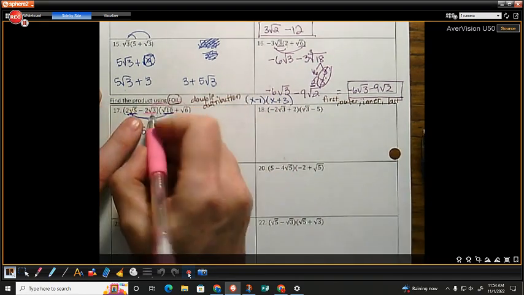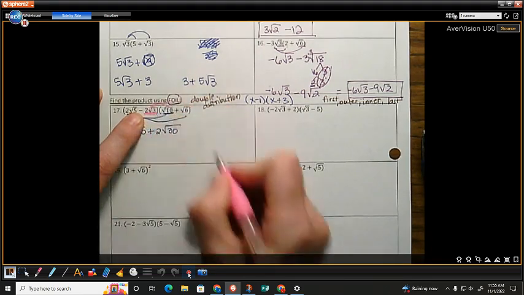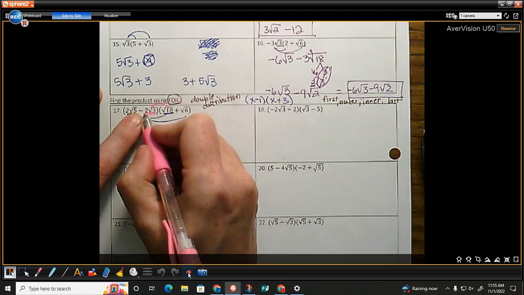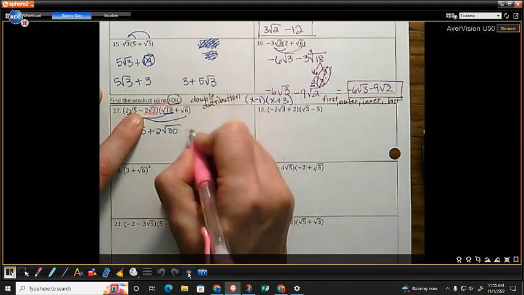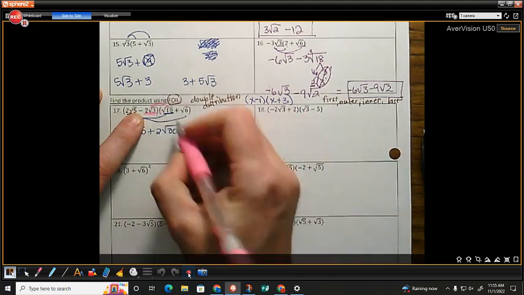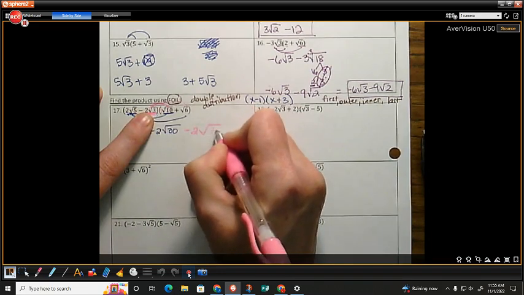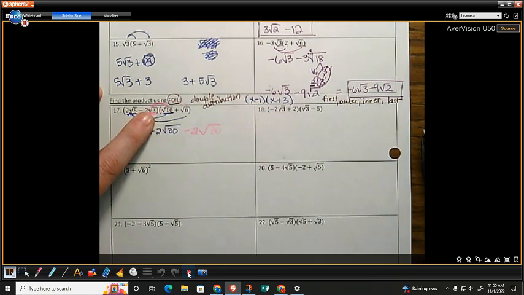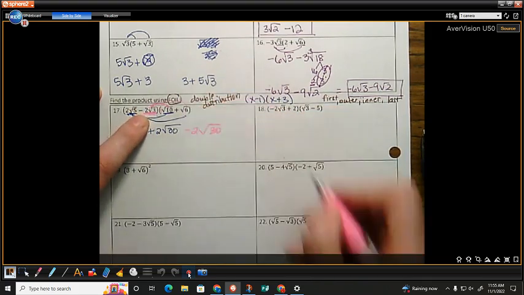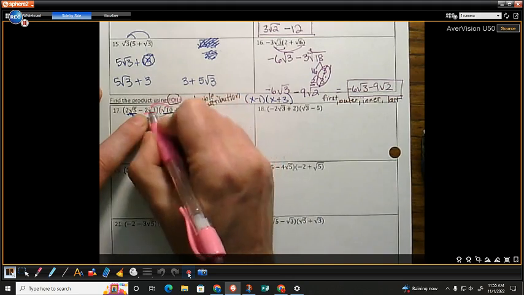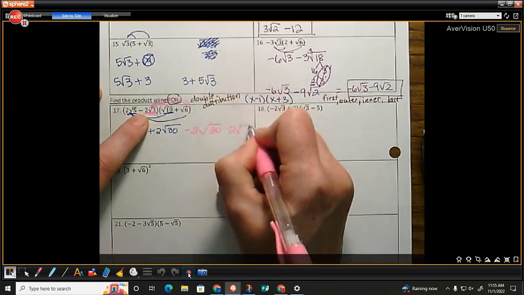Now we're going to go to these second ones now. So I'm going to do the negative 2 root 3 times the root 10. Well, what's the negative 2 times the 1 going to be? The negative 2. And then the root 3 times the root 10 is root 30. And now I'm going to take that negative 2 root 3 and multiply it by the root 6, which will be negative 2 root what? 18.